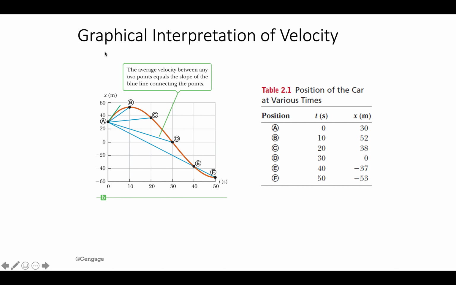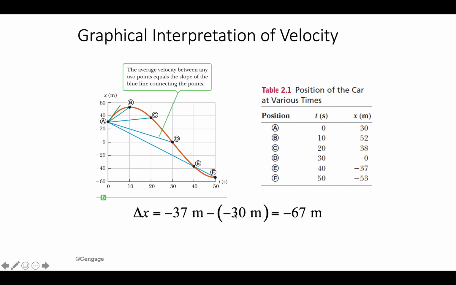All right, so continuing from where we left off last time, we're looking at the velocity, and we're determining the velocity by looking at these graphs between any two times. So if you look at, for example, going from point A to point E, you can see that your displacement from point A to point E is actually minus 67 meters.